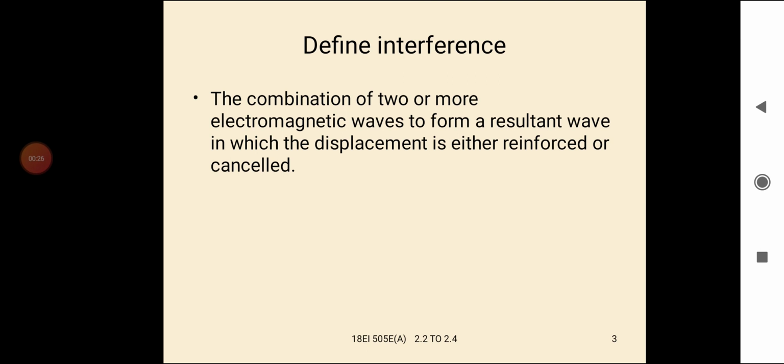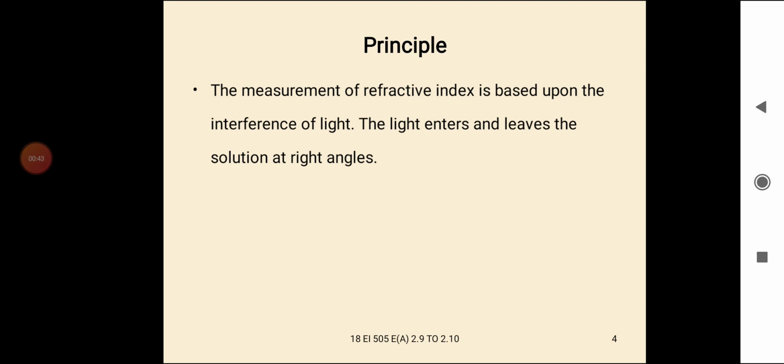Define interference. The combination of two or more electromagnetic waves to form a resultant wave in which the displacement is either reinforced or cancelled. Principle: the measurement of refractive index is based upon the interference of light. The light enters and leaves the solution at right angles.